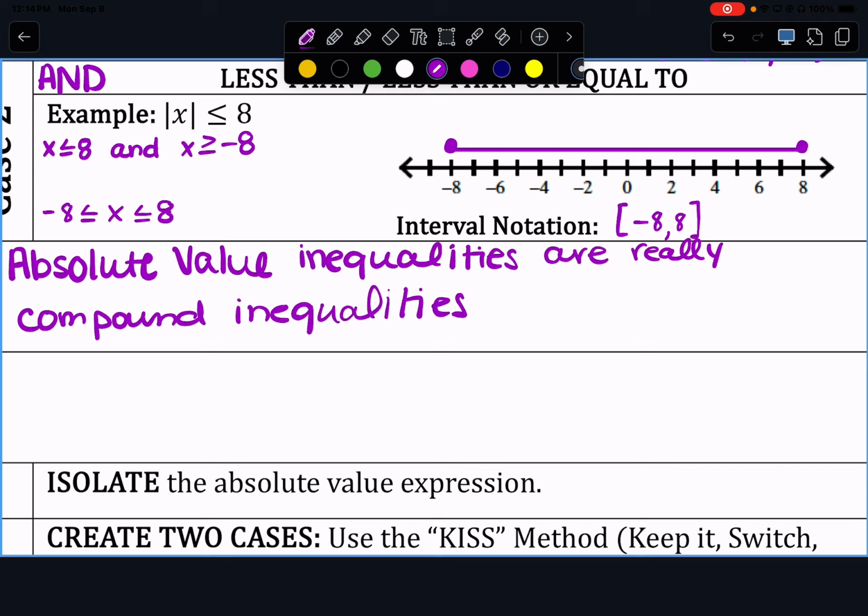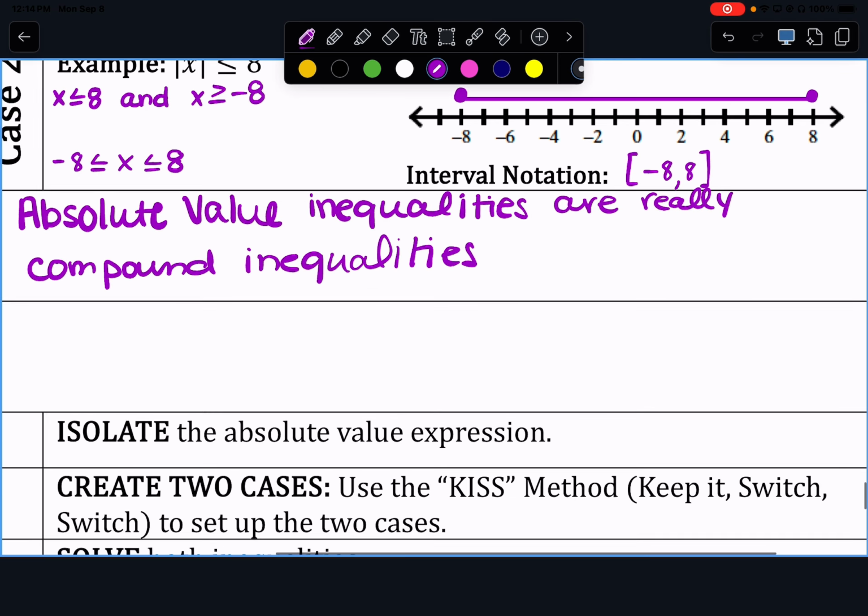Then we're going to do which one goes where. Okay, so if we have less than, or less than or equal to, an example of that would be if we have the absolute value of x is less than or equal to 5. Whenever we have less than, that is going to give us an and inequality.